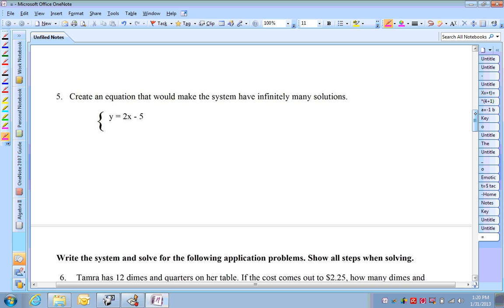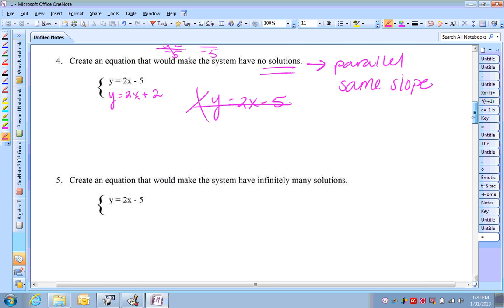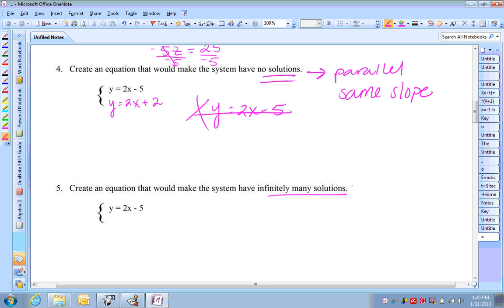All right, number 5 says create an equation that would make the system have infinitely many solutions. Infinitely many means that those are coinciding lines. The two equations must be coinciding lines, because coinciding lines are the same lines. They lie on top of one another.